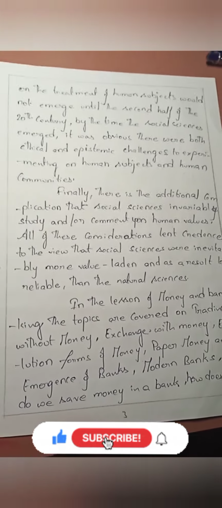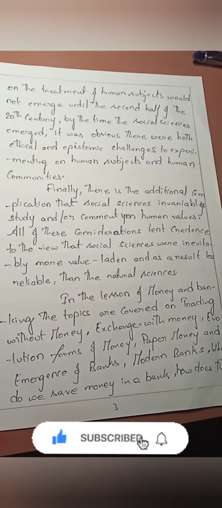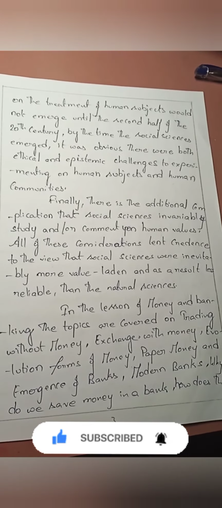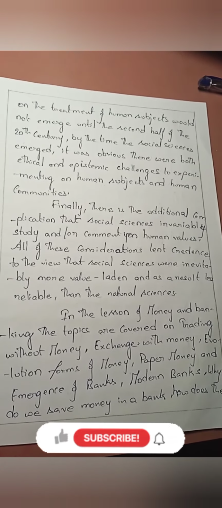In the lesson of Money and Banking, the topics covered are trading without money, exchange with money, evolution of forms of money, paper money, and emergence of banks, modern banks.